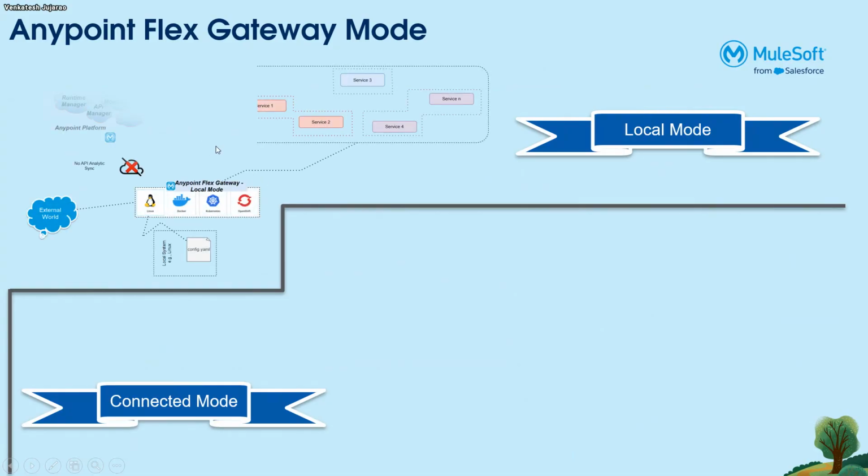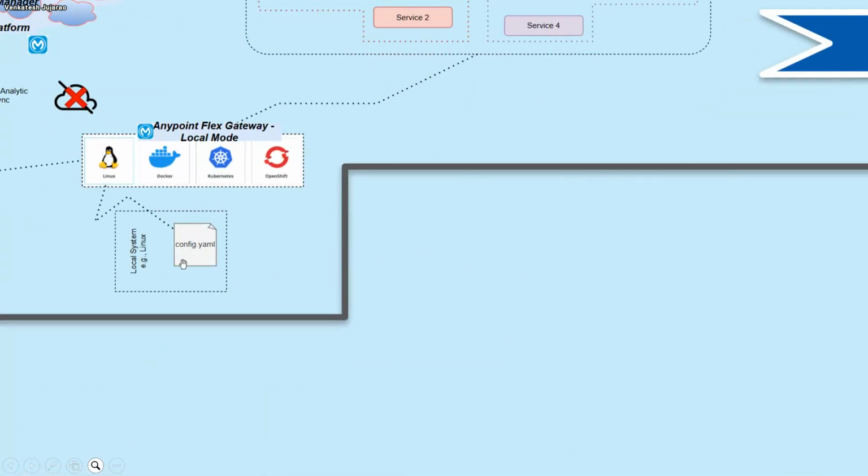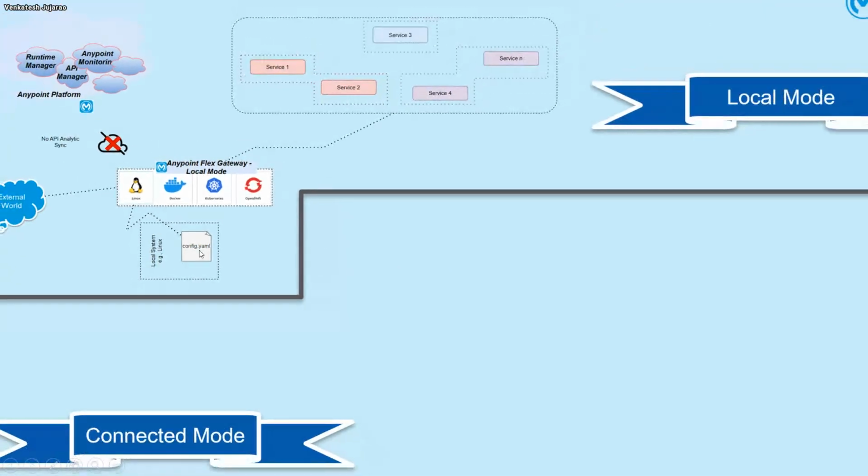In local mode, Flex Gateway will not connect to the API Manager. All the API management activity has to be done from the local configuration file. So once we install the Flex Gateway, let's say we are installing on Linux, there we have to configure a local config.yaml file. Within that YAML file itself, we have to define what all policies have to be applied on that particular Flex Gateway, and what our backend service details are. So everything will be configured in the config.yaml file.